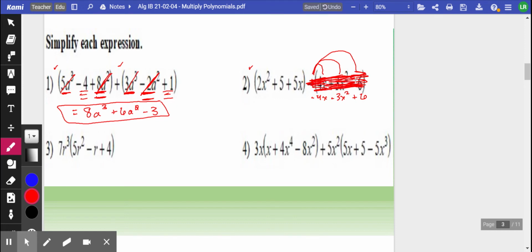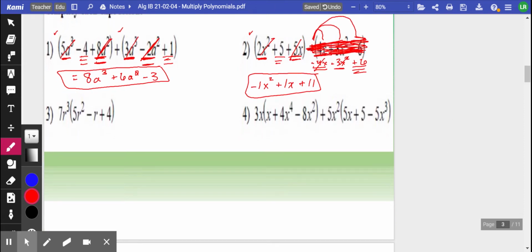And now we add up our like terms. Biggest exponent is the x squared. So I have 2x squared plus negative 3x squared. That's going to be negative 1x squared. Those are done. My x's, we have 5x and negative 4x. That's going to be positive 1x. And then we have our constants, the regular numbers. 5 plus 6 is 11. And I'm done.